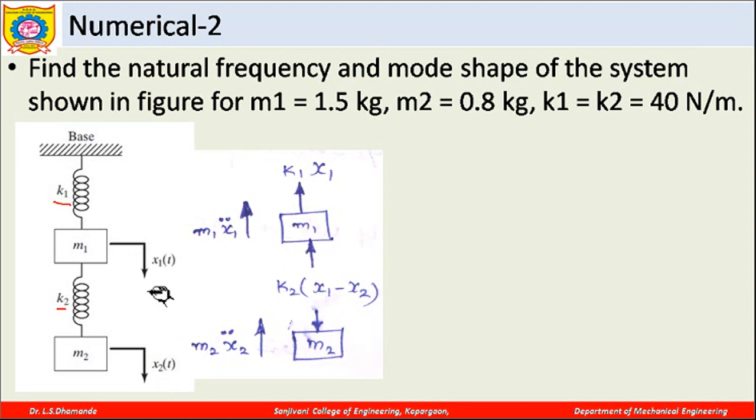As it is pulled downward, there will be a tension in this particular spring. So the tension force in the spring will be indicated like this, and the opposite reaction of that over the mass will be like this. So this is the force that you have to represent on this mass, acting in the upward direction, and its magnitude will be k1 into x1 because it is displaced by x1. So k1 into x1 is the force in the upward direction.